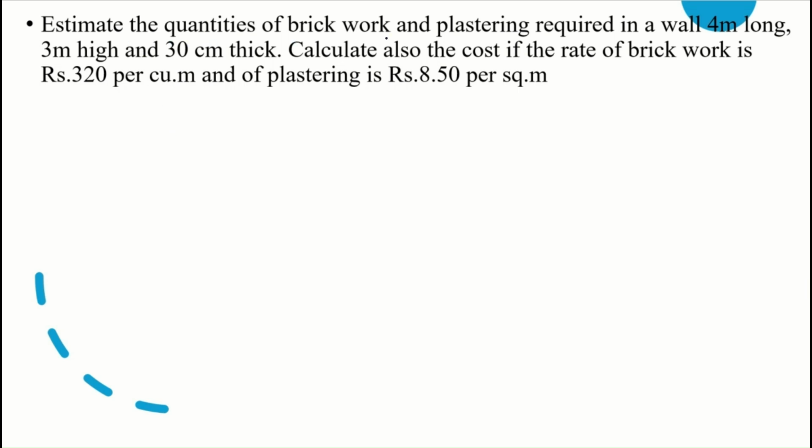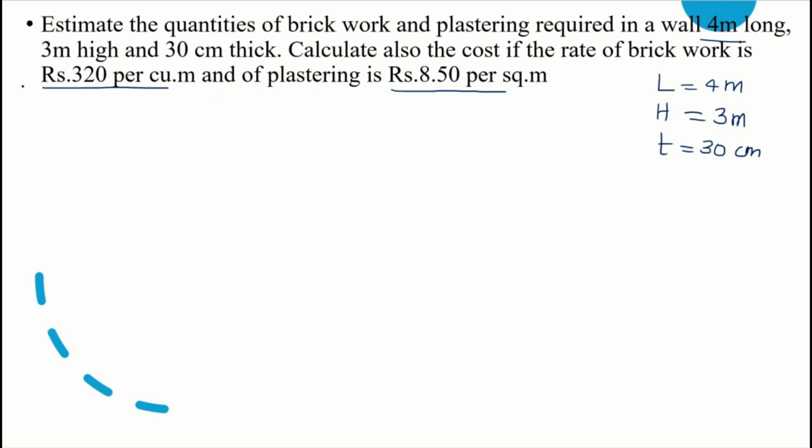Estimate the quantities of brickwork and plastering required in a wall 4 meter long, 3 meter height and 30 centimeter thick. Calculate also the cost if the rate of brickwork is 320 per cubic meter and of plastering is 8.50 per square meter. Okay, 320 rupees per cubic meter and 8.5 rupees per square meter.